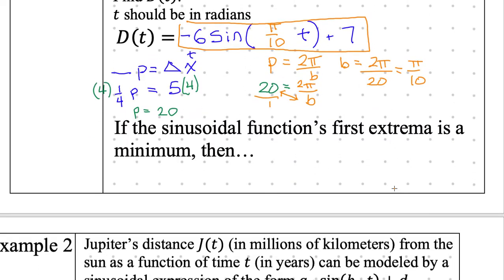And then, if the sinusoidal function's first extrema is a minimum, this is kind of like a quiz, then what do we know about the parent function and what do we know about the sign of the amplitude? The answer is going to be either positive sine, negative sine, positive cosine, or negative cosine. Which of those four is it if we know that the sinusoidal function's first extrema is a minimum? Valerie. It's a negative cosine. Thank you. And that negative applies to the amplitude, if that is unclear to anyone. That is the amplitude. And then the parent function is cosine.